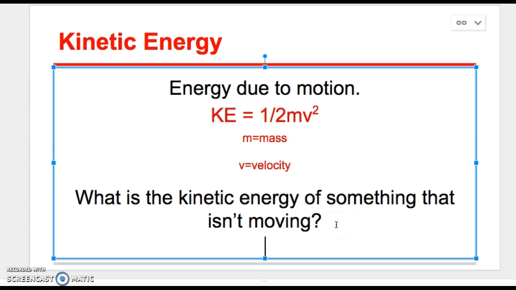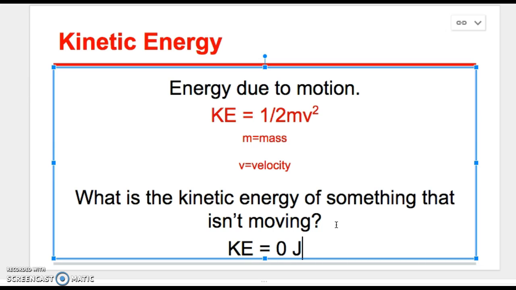So one thing we want to know is, what is the kinetic energy of something that isn't moving? So if we're not moving, what is our velocity? Well, since our velocity is 0 when we're not moving, and anything times 0 is still 0, then your kinetic energy is going to be equal to 0. And if you think about our unit is joules, so 0 joules.